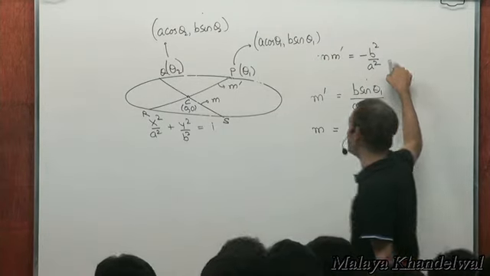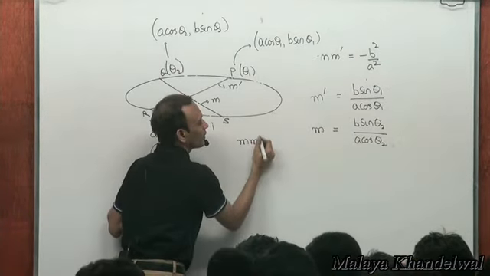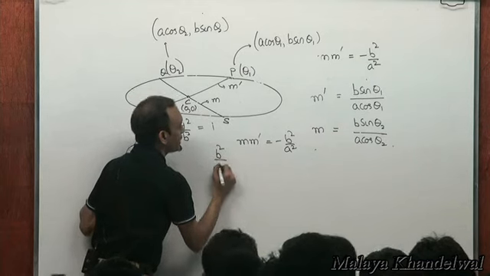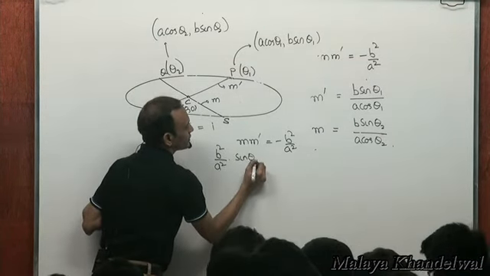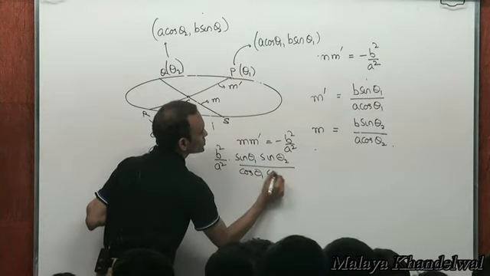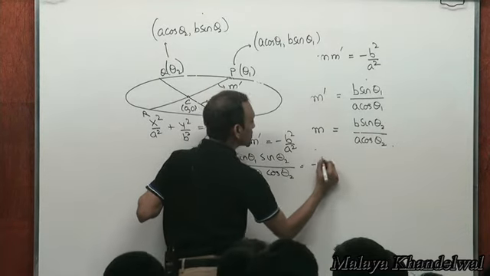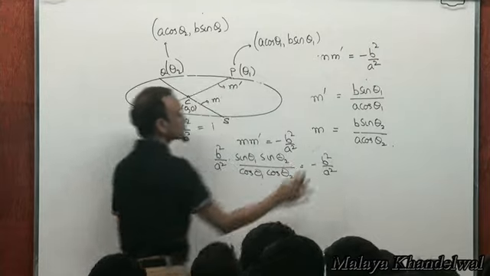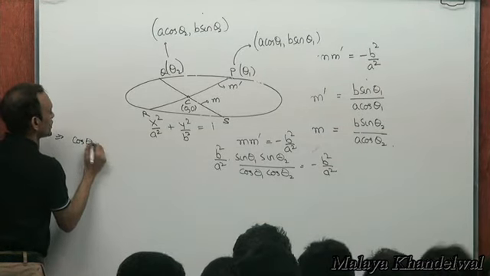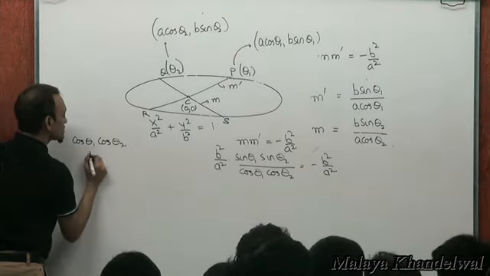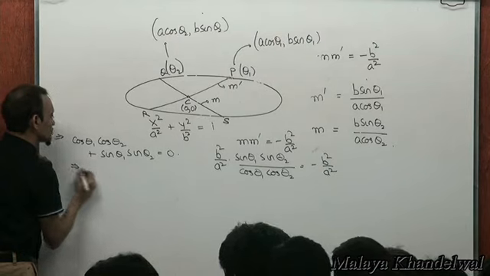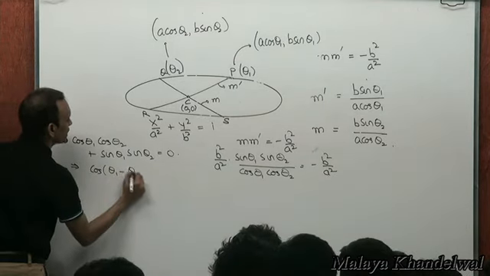squared. If they have to be conjugate diameters, minus b squared by a squared. This into this, as you can see, is b squared by a squared sin theta 1 into sin theta 2 divided by cos theta 1 into cos theta 2, which is minus b squared by a squared. Right? So that makes it cos theta 1 cos theta 2 plus sin theta 1 sin theta 2 is 0, which causes cos of theta 1 minus theta 2 to be 0.